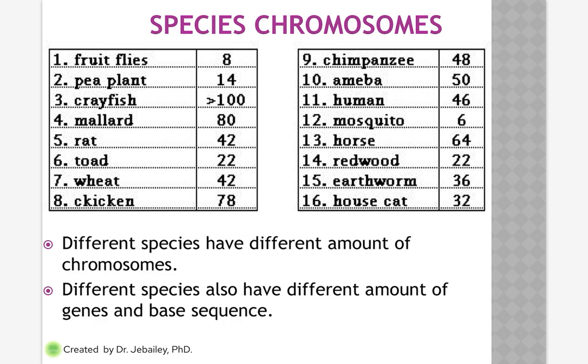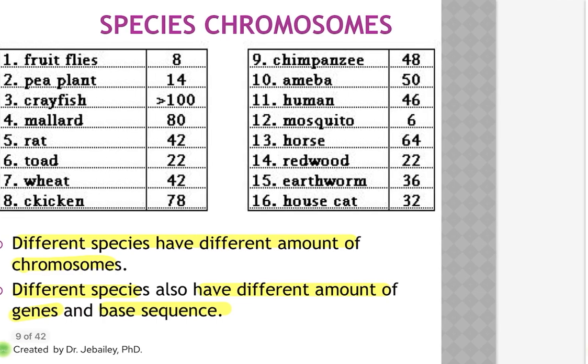So here are the main ideas we can take away. Different species have different amounts of chromosomes. As you can see here, there are about 16 of them showing different numbers. Different species also have different genes in their base sequences. This is one thing we know for sure: every species has its own number and its own genes in base sequence. However, this clearly shows that having more chromosomes doesn't mean you're more complex or bigger. It has nothing to do with that.